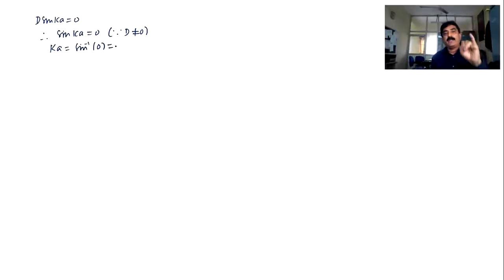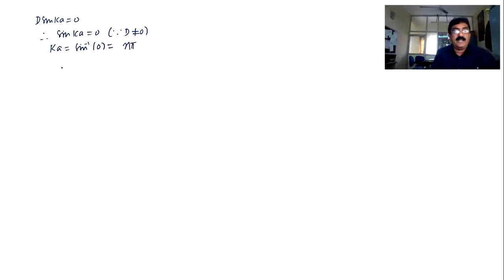Well, we have got this result, d sin ka equal to 0, therefore sin ka equal to 0, because we know d cannot be 0. Therefore ka must be sine inverse of 0. And you know sine inverse of 0 is nothing but pi, 2 pi, 3 pi, 4 pi, etc., including 0. Therefore in general I write ka is equal to n pi.